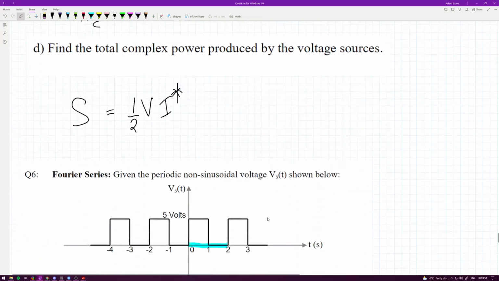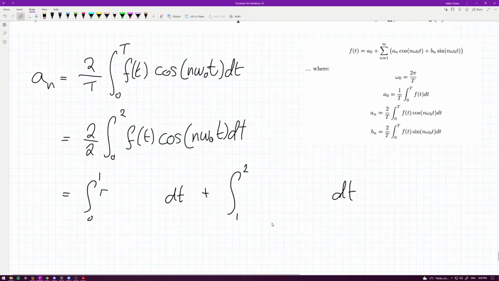From 0 to 1, our function is 5, so I can literally write 5 cosine n omega 0 t. You can find the symmetry, and using that you can just say a_n or b_n equals 0 right off the bat, just like in math. Definitely you can look at the symmetry. I'm going to go through it just because we want a little practice breaking stuff up like this, but yes, you can definitely see it from symmetry.